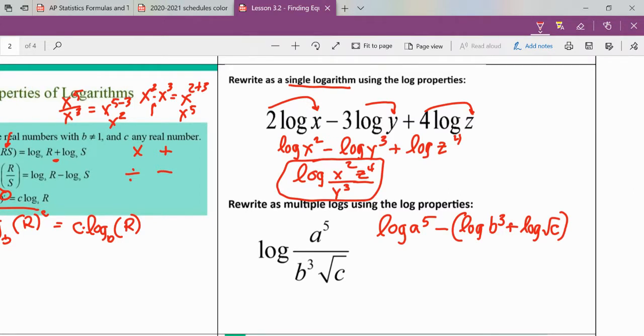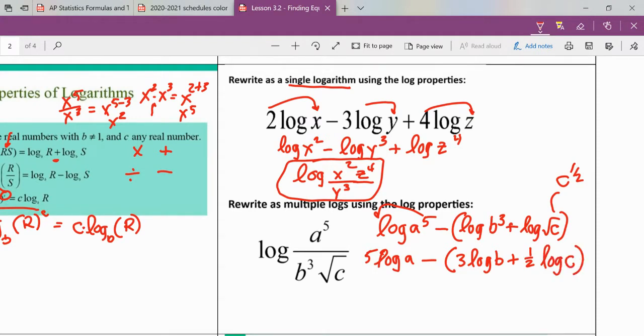All right. I can continue to simplify this a little bit and bring those exponents back out front. So I'd have 5 log of a minus 3 log of b plus, now square root of c is really like c to the 1/2. So I could bring that 1/2 power out front. All right, that is log c. This should be fine to leave like this, but you maybe want to distribute that negative and have this as 5 log a minus 3 log b minus 1/2 log c.